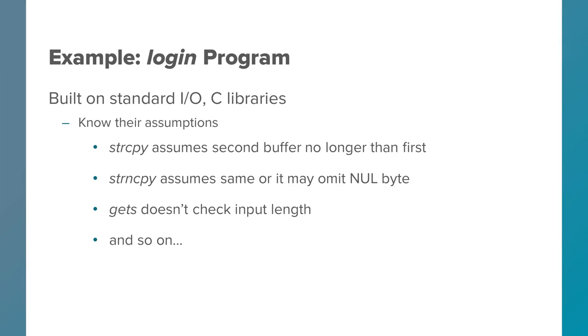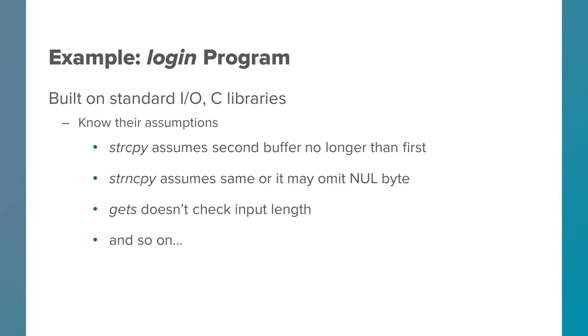We have to look for their assumptions. For example, copying a string using strcpy assumes that the second buffer is no longer than the first, so it'll fit completely in there. If we use strncpy so we can actually check that, the problem is if the data being copied from the second buffer into the first is exactly as long as the first, there'll be no null byte added. If we get input from the user and we use the gets function, it doesn't do any bounds checking. fgets does, and so forth.